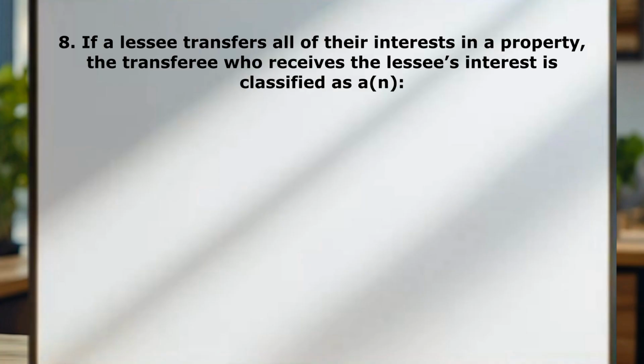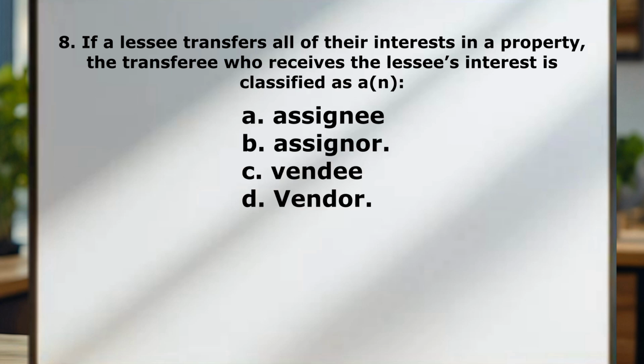Question number 8. If a lessee transfers all of their interest in a property, the transferee who receives the lessee's interest is classified as A. Assignee. B. Assignor. C. A vendee. D. A vendor. Vendee. Are we talking about Starbucks sizes here or what? What's going on? No, I'm just kidding.